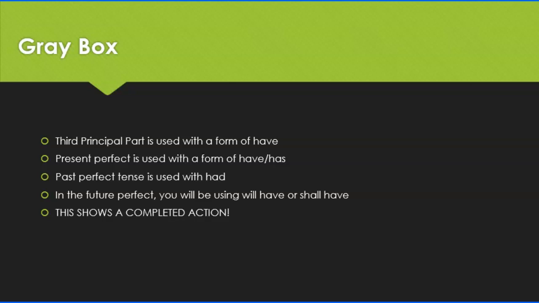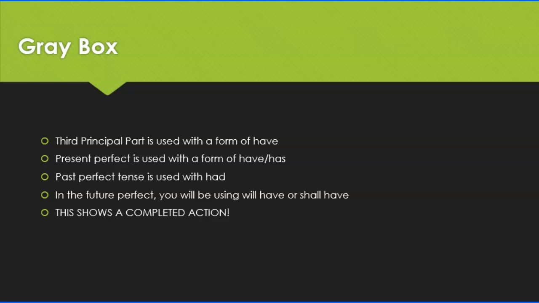Present perfect is used with have or has. Past perfect, though, uses had. And for the future perfect you will be using will have or shall have. So remember, you're grammar detectives, and you think about what are the key words that I'm looking for. Have, has, or had are the key words, and that's going to clue you in to whether you have perfect tenses or not.